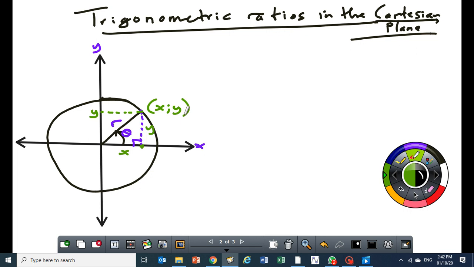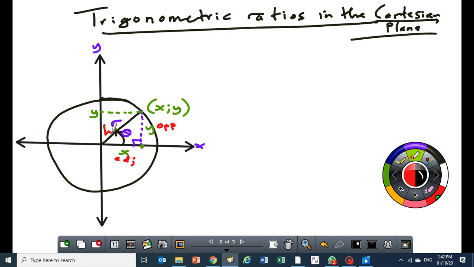Now, once we have that, then we can bring in our trigonometric ratios, because we have a right angle triangle here. Okay? Our reference angle is theta. So this side here becomes our opposite side. This y becomes our opposite side, and the x becomes the adjacent, and the r becomes the hypotenuse. Okay? Let me just put h there. So this becomes h. Okay?